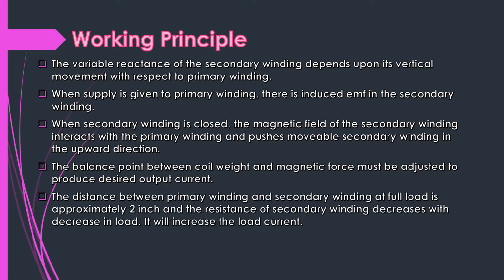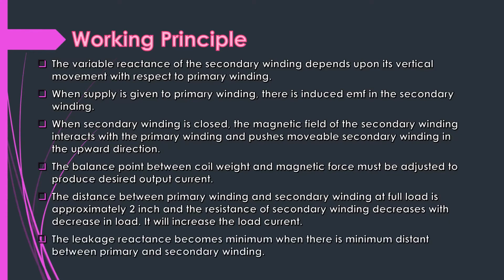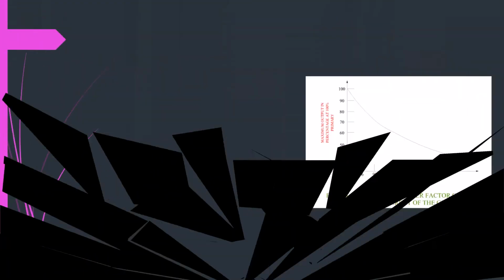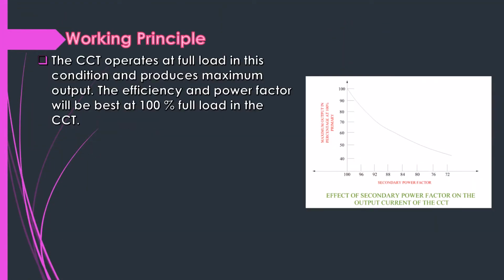The distance between the primary winding and secondary winding at full load is approximately 2 inches, and the resistance of the secondary winding decreases with decrease in load. It will increase the load current. The leakage reactance becomes minimum when there is minimum distance between primary and secondary winding. The constant current transformer operates at full load in this condition and produces maximum output. The efficiency and power factor will be best at 100% full load.